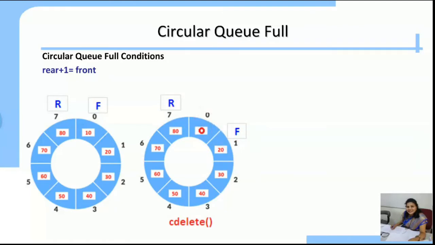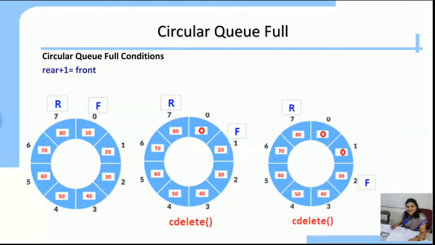Again we perform one delete operation. What will be deleted? Of course, what is present at the front. What is available at the front? 20. So we convert it to 0. We put 0 here and increment front by 1. Now front is 2. Till now we have performed the delete operation twice. In the first delete operation we deleted the 10, in the second delete operation we deleted the 20. Now we have the rear and front positions as shown.